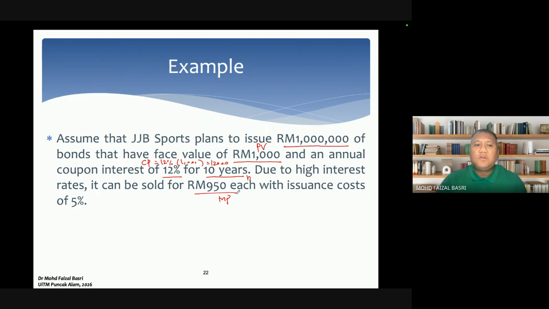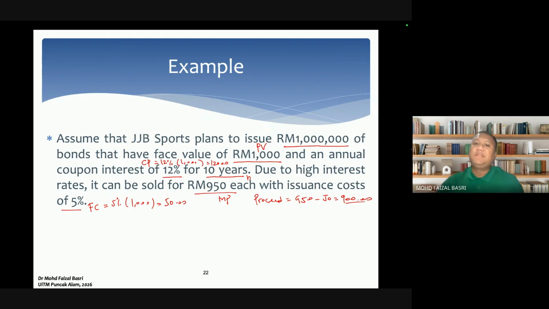And then the other issuance cost 5%. So this is our flotation cost 5%. Multiply again dengan par value. Sebab dia tak cakap kan. So kita assume 5% ni is based on the par value of 1,000 lah. So it's 50 ringgit. So basically what would be the proceed? So proceed would be 950 minus 50 ringgit. And it becomes 900 ringgit. Okay, untuk proceed lah, proceed 900 ringgit.